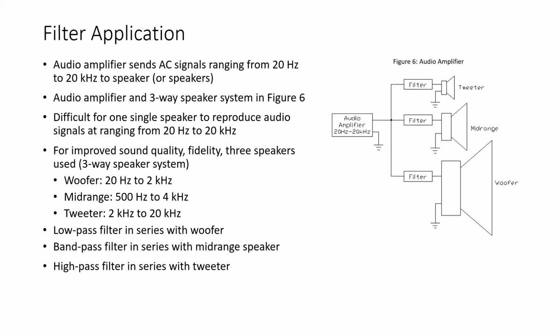And what our filters do is they limit the frequencies that can pass through to the woofer by using a low-pass filter in series with the woofer. And of course, we limit the frequencies from 500 hertz to 4 kHz passing to the mid-range using a band-pass filter, and of course use a high-pass filter in series with the tweeter, so only the high-frequency audio or AC energy can go to the tweeter.